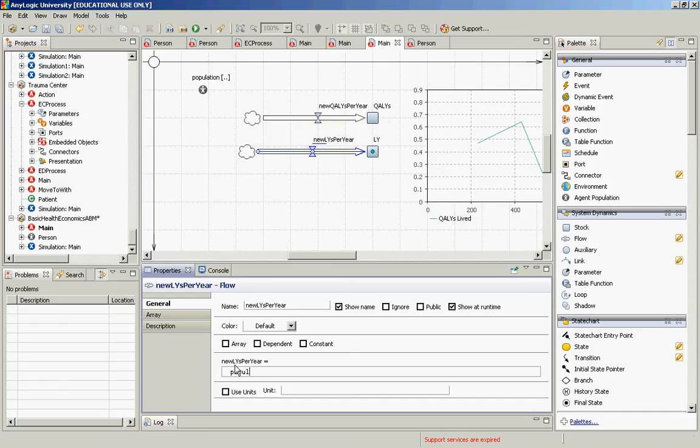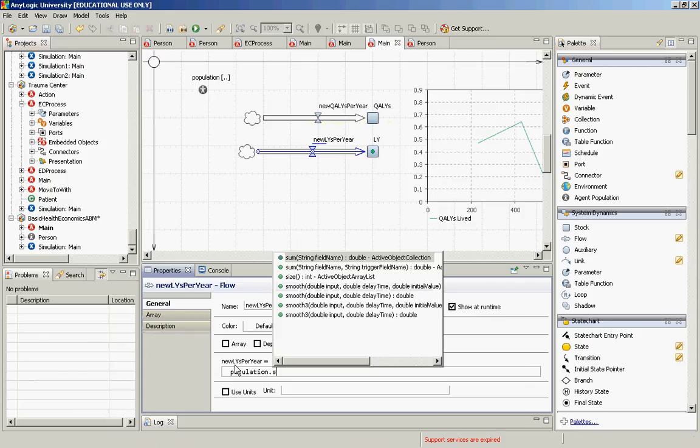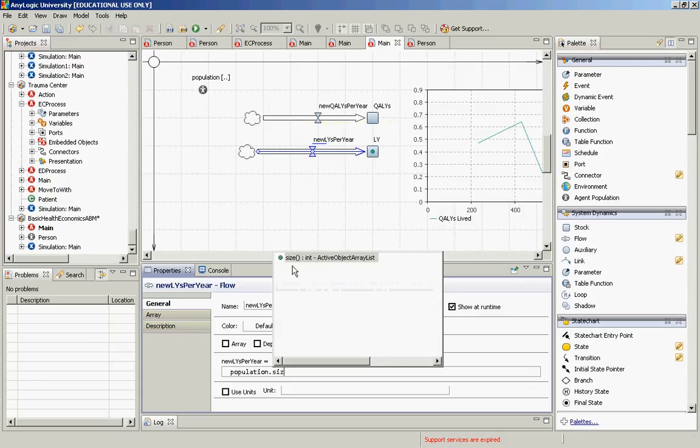So if we have a population size of 1,000, over the course of that year there are 1,000 new life years lived. So we can call off population dot, and we can ask what is the size of this entire population, to return the number of individuals within that population.